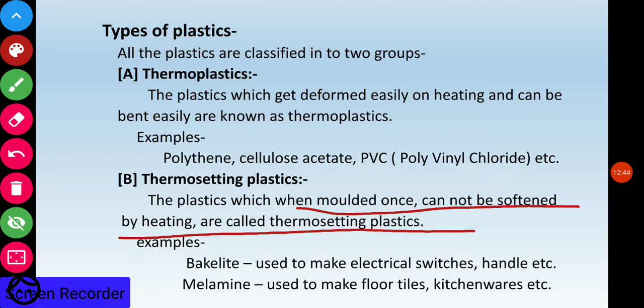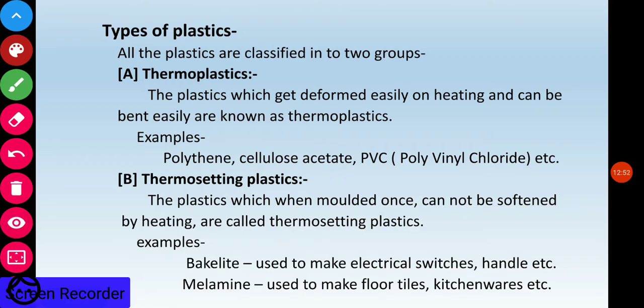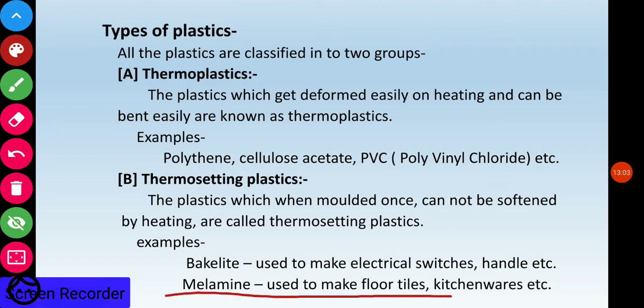For example, bakelite used to make electrical switches, or melamine used to make floor tiles, kitchenware, etc. You have seen electric switches, they do not melt on heating, and similarly melamine, which is used to make floor tiles, kitchenware, etc., also does not get softened on heating.